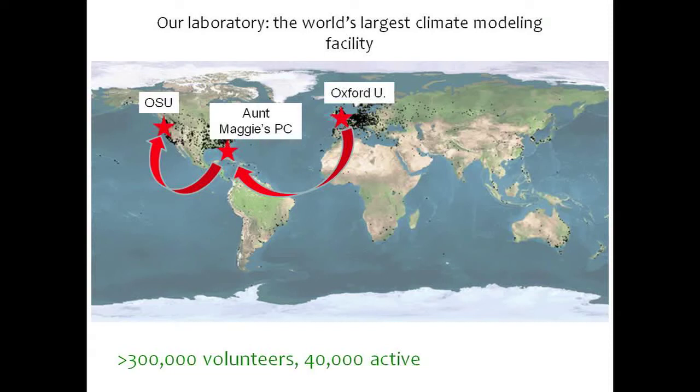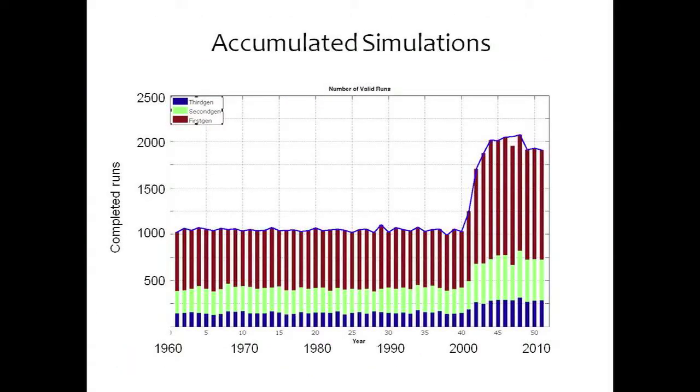So what we do is we send a packet from Oxford that contains the model and the data required to run the model. We send it to a volunteer, Aunt Maggie in Tampa. It grinds away on her PC for about a week when she's not using it. And then it's downloaded to our OSU servers where we begin analyzing the data. And when Aunt Maggie isn't using her computer, she can opt to have this screensaver, which shows her the progress of a particular simulation.